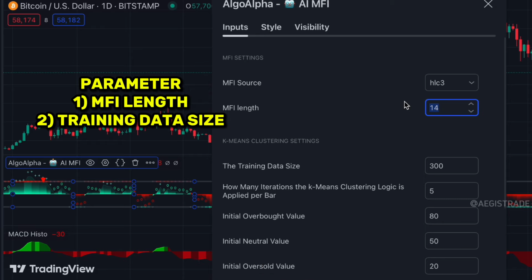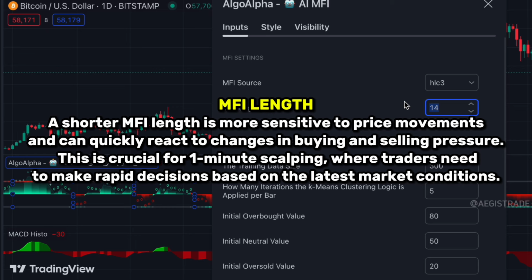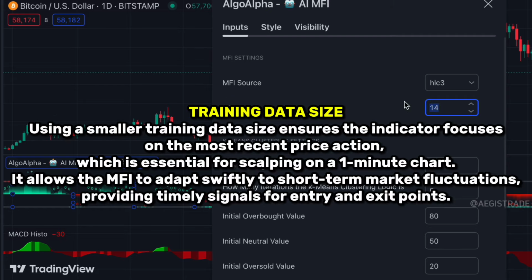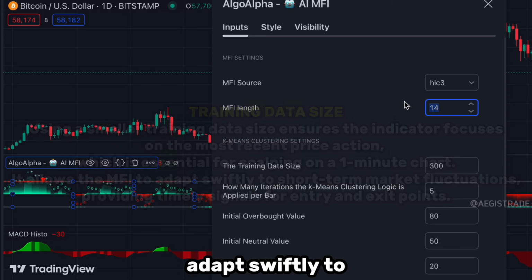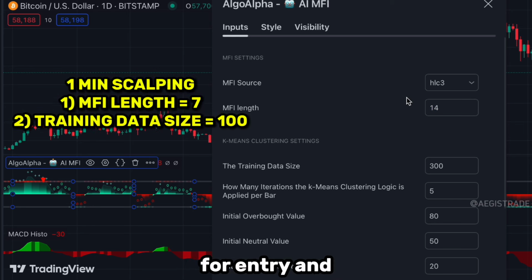To define it, a shorter MFI length is more sensitive to price movements and can quickly react to changes in buying and selling pressure. This is crucial for 1-minute scalping, where traders need to make rapid decisions based on the latest market conditions. While for training data size, using a smaller size ensures the indicator focuses on the most recent price action, which is essential for scalping on a 1-minute chart. It allows the MFI to adapt swiftly to short-term market fluctuations, providing timely signals for entry and exit points.